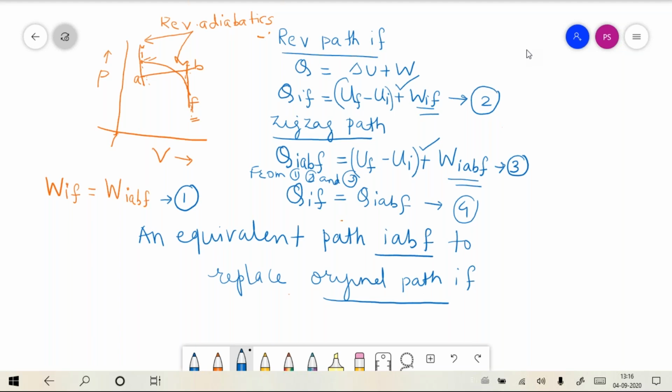So this is the first part of your theorem proof. We have shown that any reversible path IF can be replaced by an equivalent zigzag path comprising three processes: two reversible adiabatics and a reversible isotherm. Making use of this understanding, the final proof becomes extremely simple. Let me now go to the final step of the proof of Clausius. I hope you have understood this. If you understood this, please say yes.